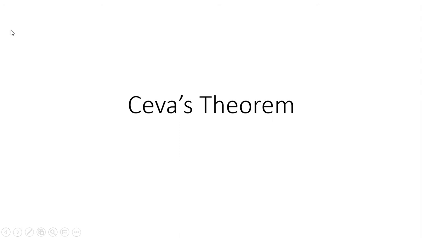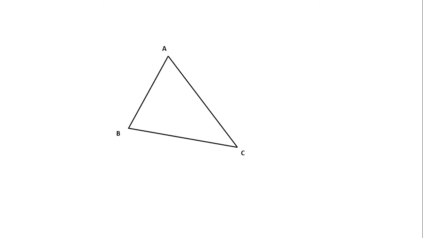Now in lesson 13.5 we're looking at Ceva's theorem, having to do with some new lines in a triangle that are called Cevians, or Cevians, however you want to pronounce it, C-E-V-I-A-N. And what these lines are, it's a line drawn from a vertex to any point on the opposite side.